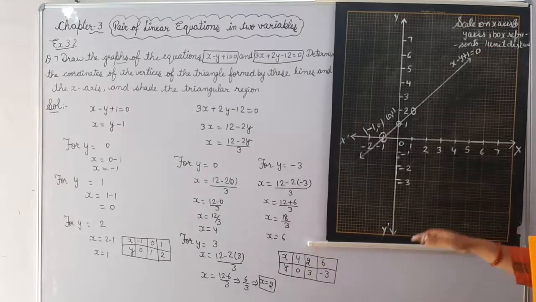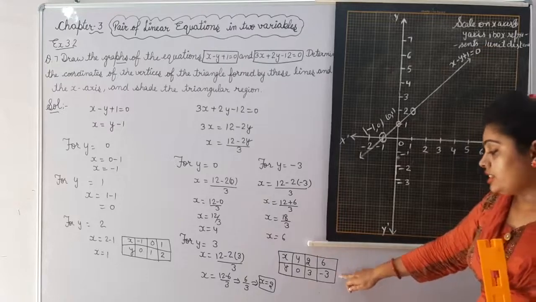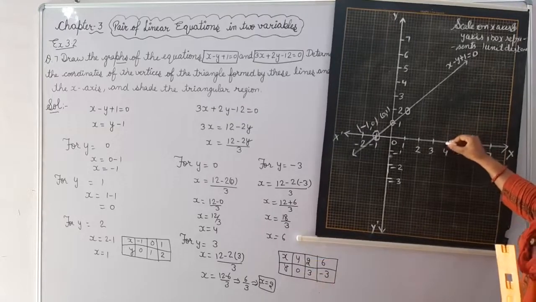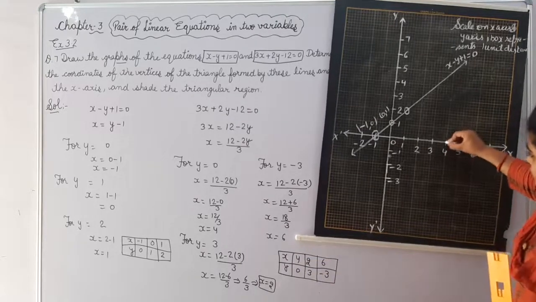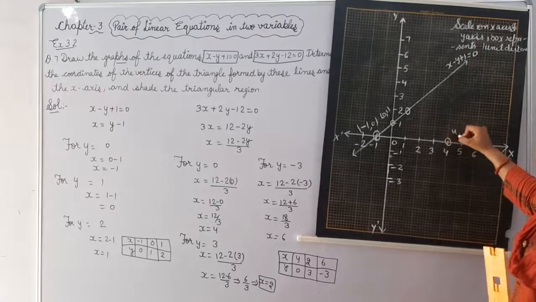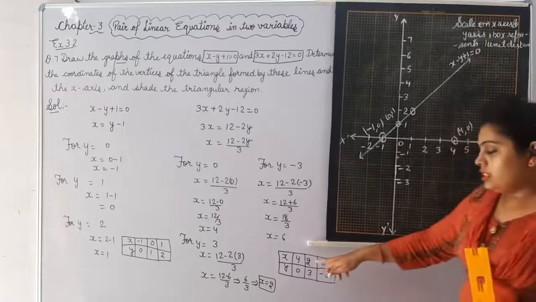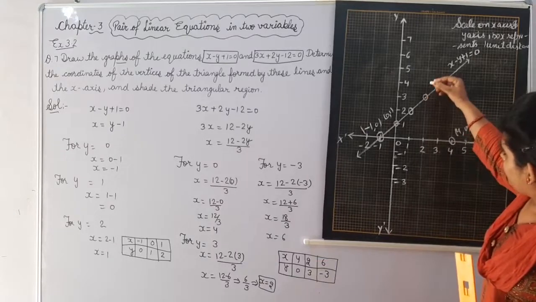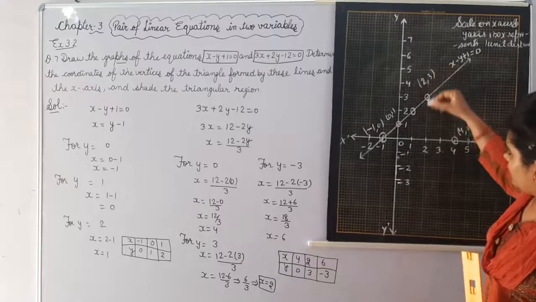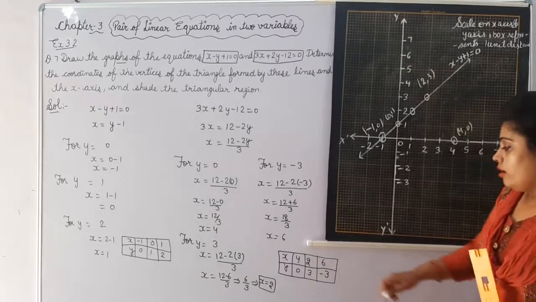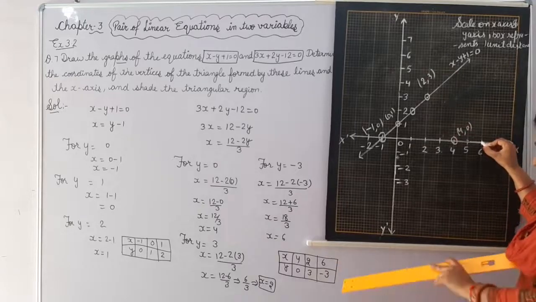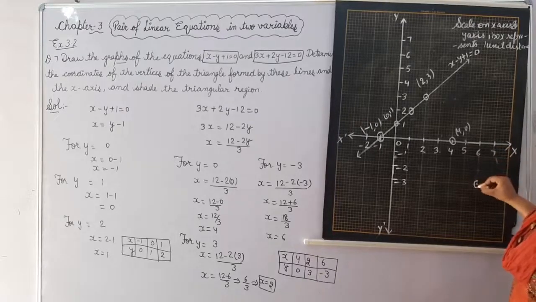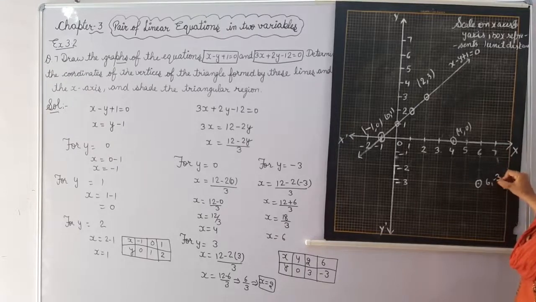Now, our solutions for the second equation are x is 4, y is 0. x is 4 here, y is 0, and y is 0 at the x axis. So, we will mark it, circle it, and write 4, 0. After this, x is 2, y is 3. It will come here. Then x is 6 and y is minus 3. 6 is here, and minus 3 is downside: minus 1, minus 2, minus 3. We will write 6, minus 3.